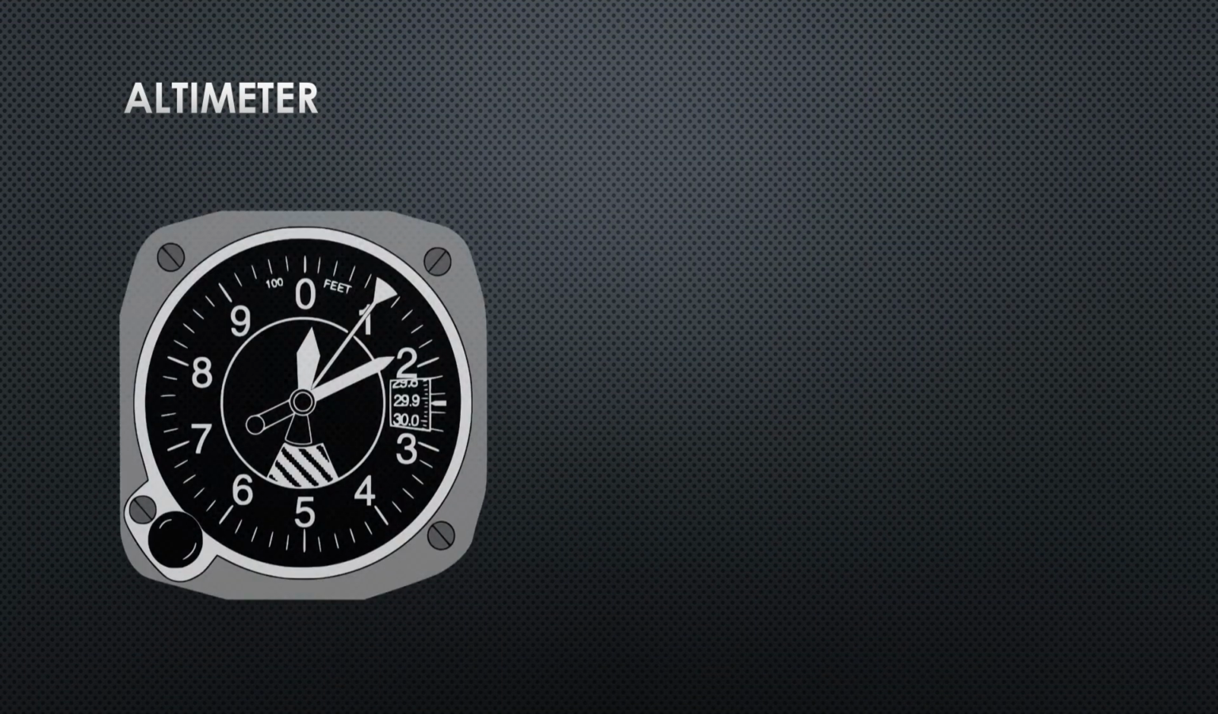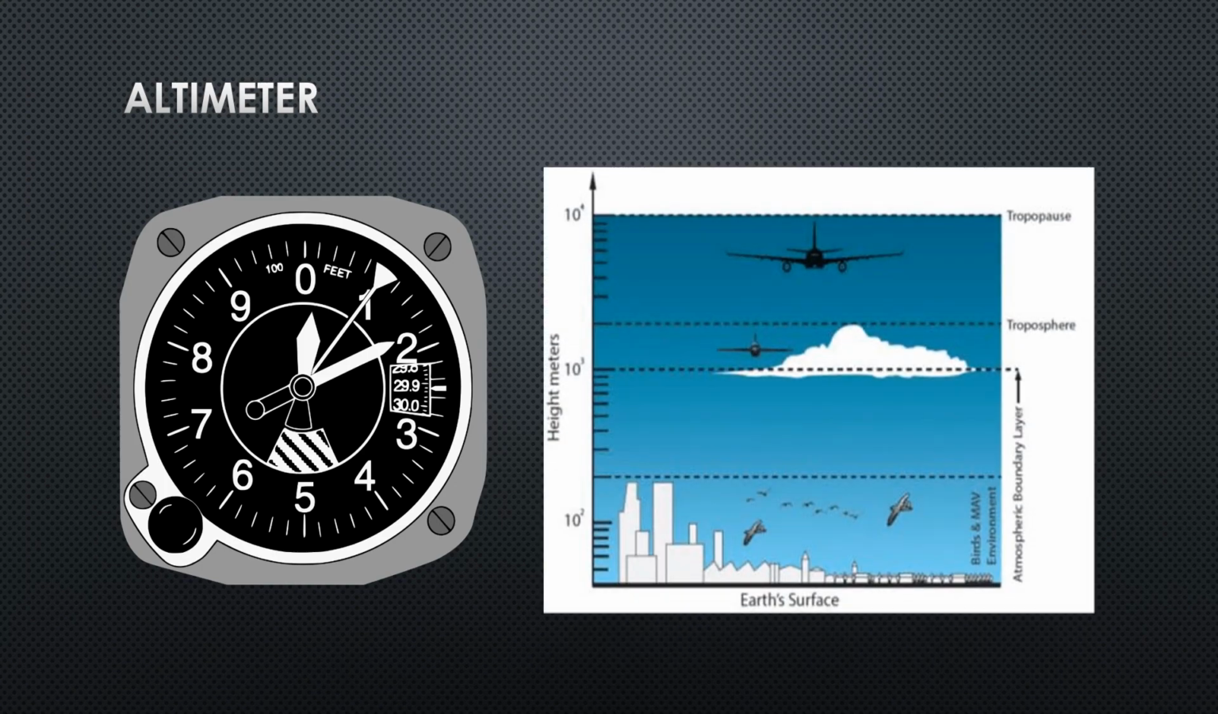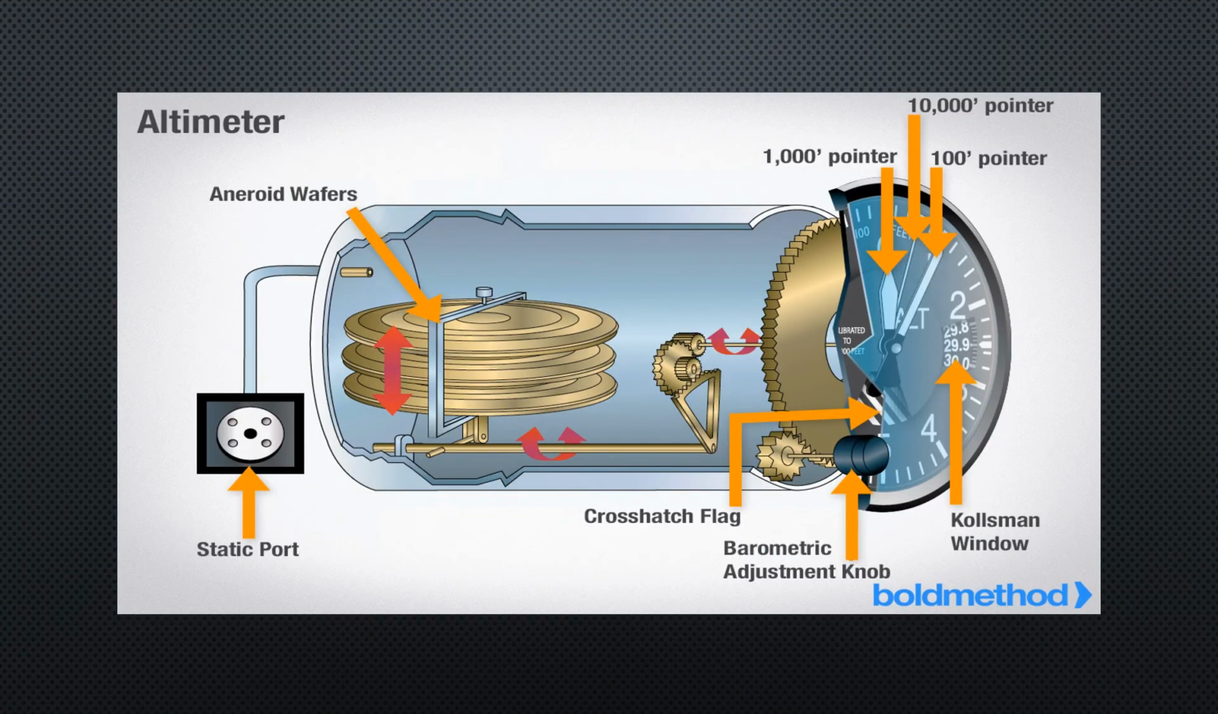Altimeter indicates the altitude of the aircraft, making it one of the most important instruments. It functions by reading the distance above the given pressure level. It consists of a stack of sealed aneroid wafers with an internal pressure of 29.92 inches of mercury. These wafers expand and contract based on the static pressure inside the casing of the altimeter.